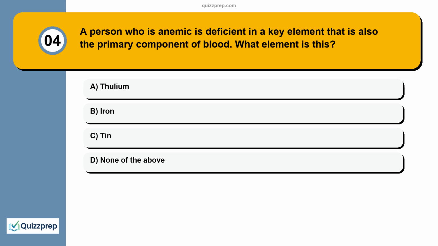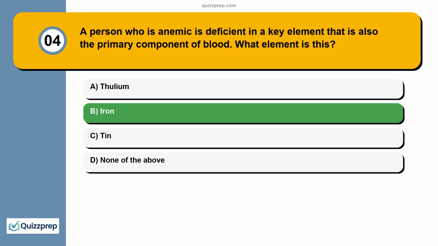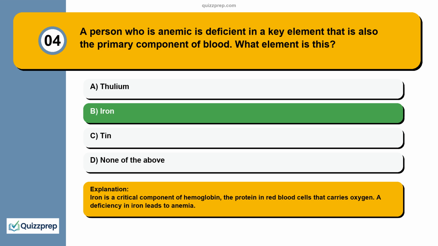Question 4. A person who is anemic is deficient in a key element that is also the primary component of blood. What element is this? Thulium, iron, tin, none of the above. Iron is a critical component of hemoglobin, the protein in red blood cells that carries oxygen. A deficiency in iron leads to anemia.